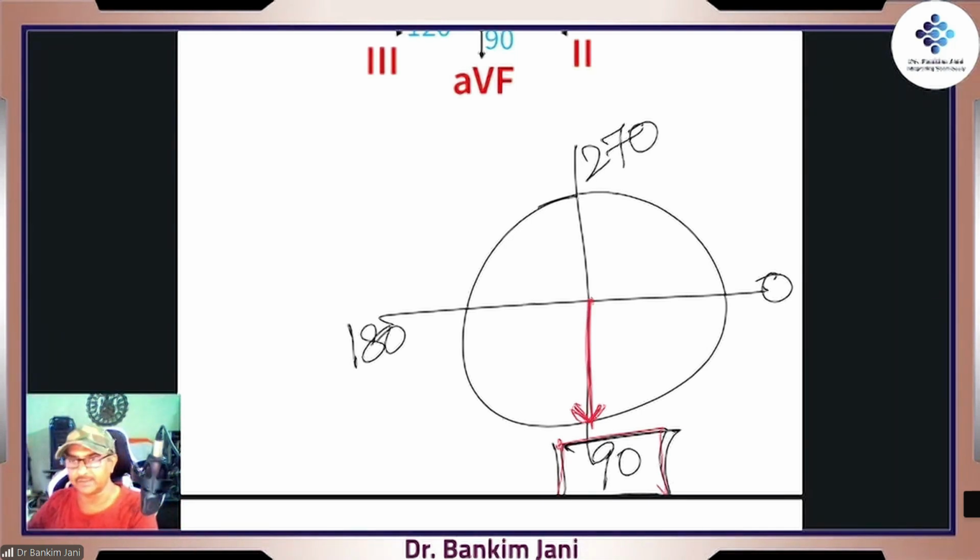Where will be the next axis? This is A, we named it A. B will be at what angle? 210. So 210. This is B. Where will be C? C, 330.